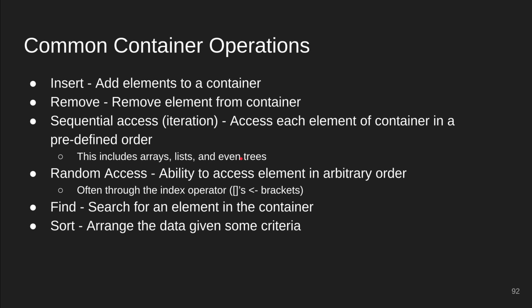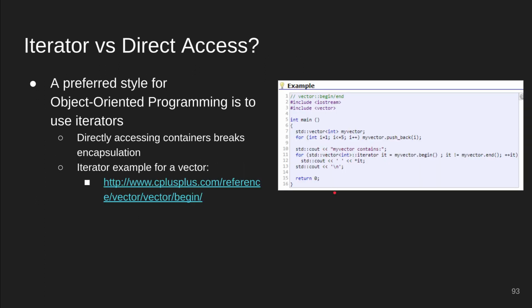The container operations that you have usually are insert, remove, and a way to sequentially access all the data, so how you iterate through them. If you have random access, meaning like arrays, you can just access anything. A linked list you have to iterate through. And then maybe other operations like find and sort. These are the standard operations in the C++ Standard Template Library, which I just call the STL. Okay.